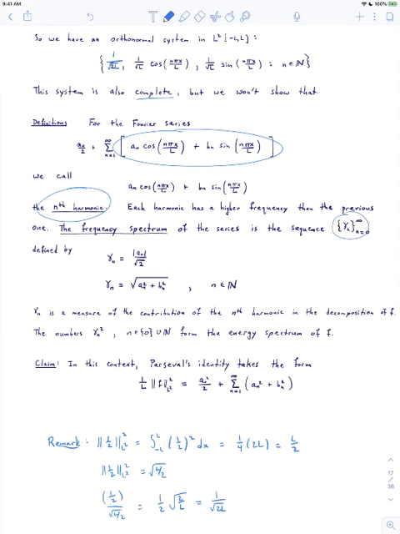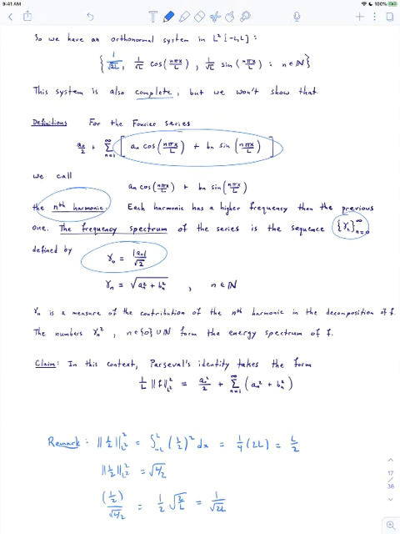For n equals 0, of course, it will have a different definition. So gamma 0 is the absolute value of a0 over the square root of 2, and gamma n is the square root of a_n squared plus b_n squared. So this is a measure of the contribution of the nth harmonic to the decomposition of f. Notice that we're really measuring the size of the nth harmonic here, in some sense.